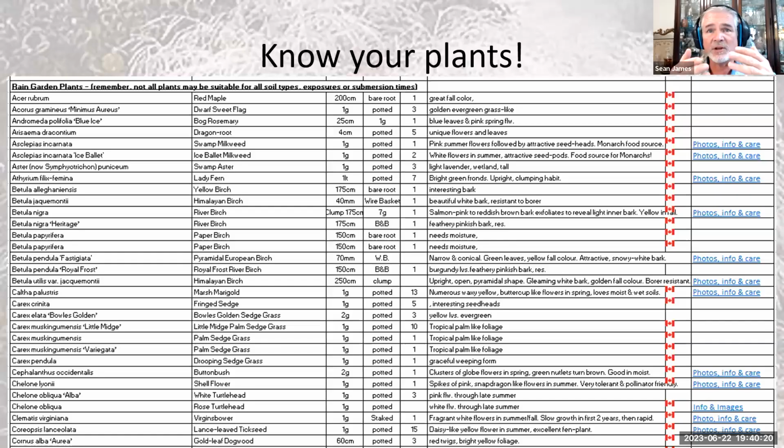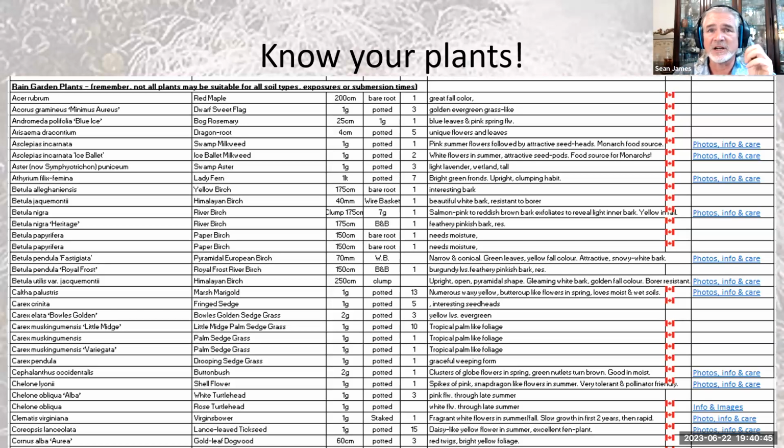So learning your plants, and I have plant lists at the end. This is a very partial list. This is from A to C. That's it. And these are all rain garden tolerant plants. So that's a substantial list. And actually, it's gotten a lot bigger since I made this. But really, learning what plants are tolerant for rain gardens and pushing that envelope.